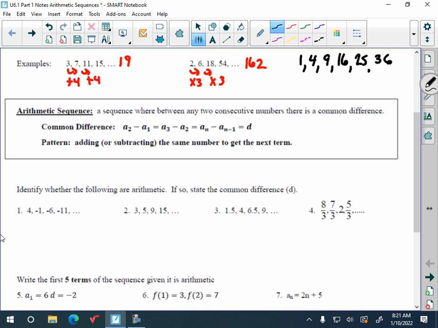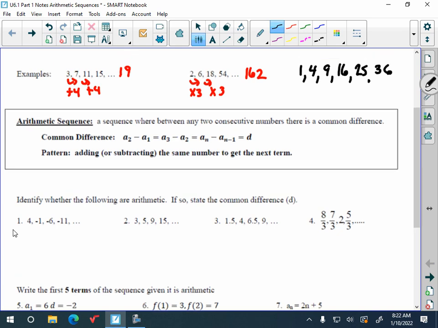So we can see that this first example that we did, 3, 7, 11, 15, 19, if we take any term in the sequence, so let's say we start with 7 and subtract off the one directly in front of it, 3, 7 minus 3 is going to get us 4. Or take 11 and subtract off 7. 11 minus 7 is also 4. So that 4 is the common difference. It's how you're getting from one term to the next.